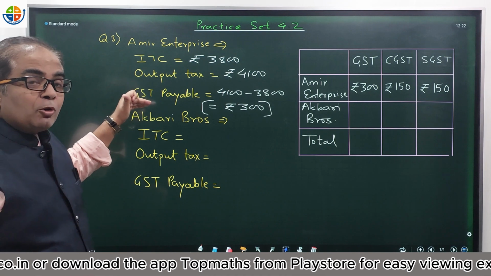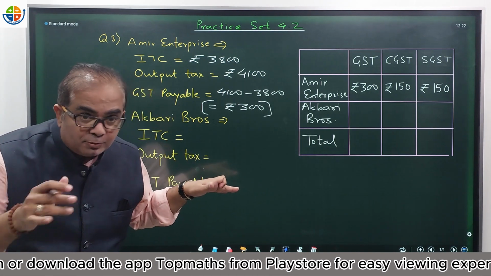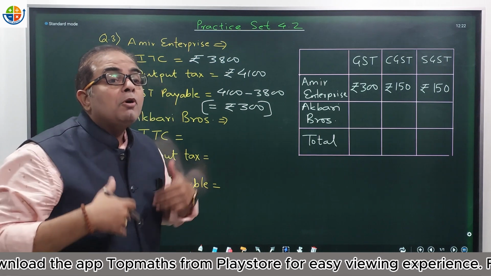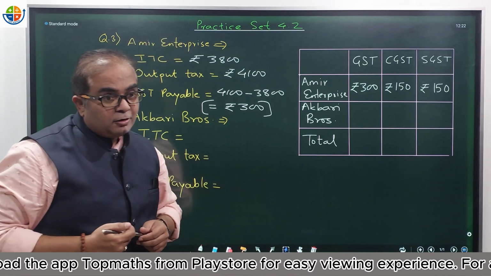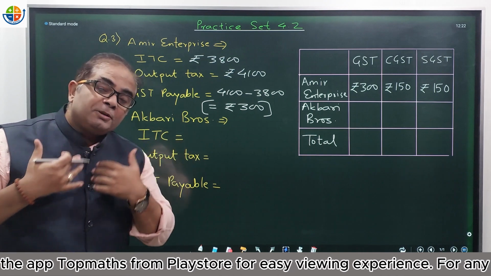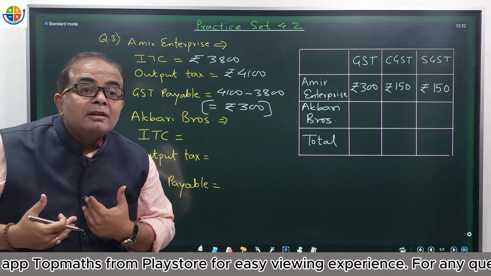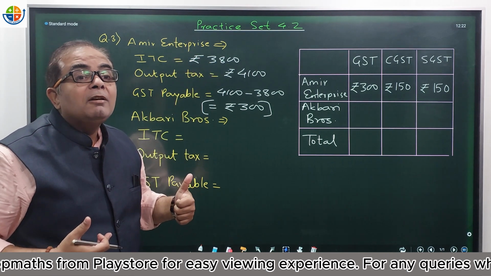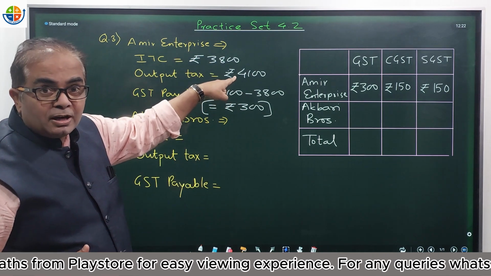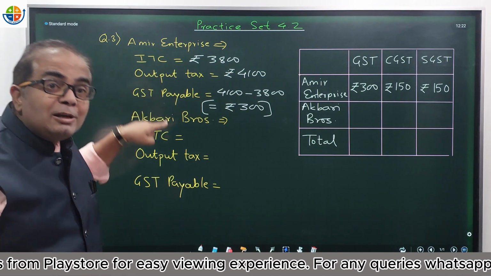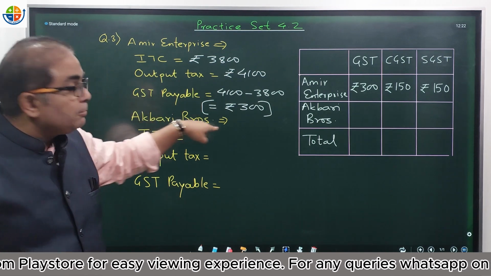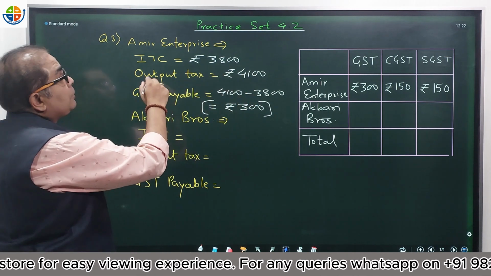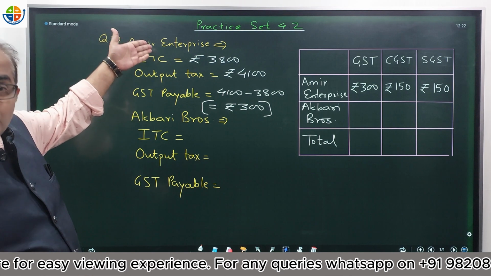Now, Amir Enterprises से bottles किसने खरीदा? Akbari Brothers. Now Akbari Brothers has sold these bottles to Mayank Food Corner. Correct? But Akbari Brothers ने पहले GST भरा है. कितना GST भरा है? He has paid GST to Amir Enterprises. कितना पेमेंट किया? 4,100 rupees का. So this becomes input tax credit for Akbari Brothers. So for Akbari Brothers, input tax credit is the output tax that he has paid to Amir Enterprise.